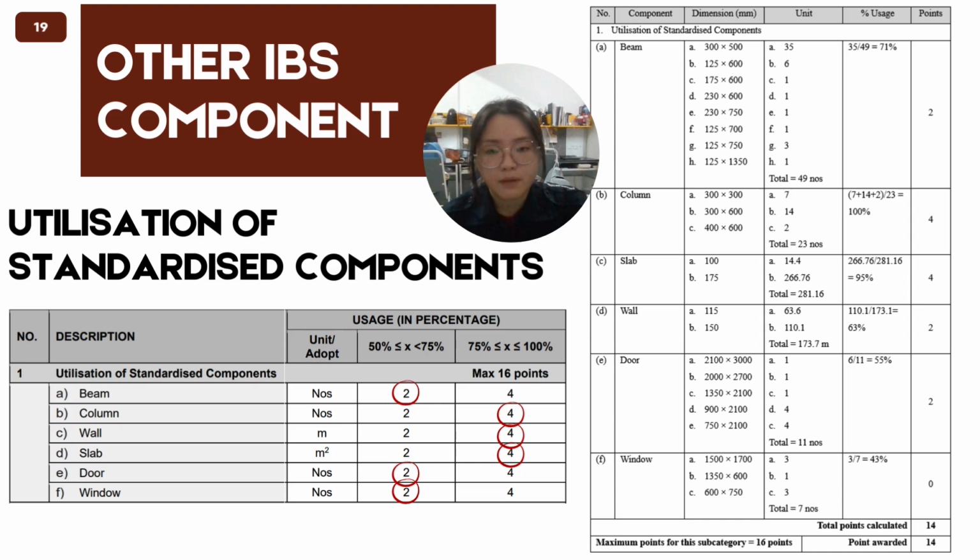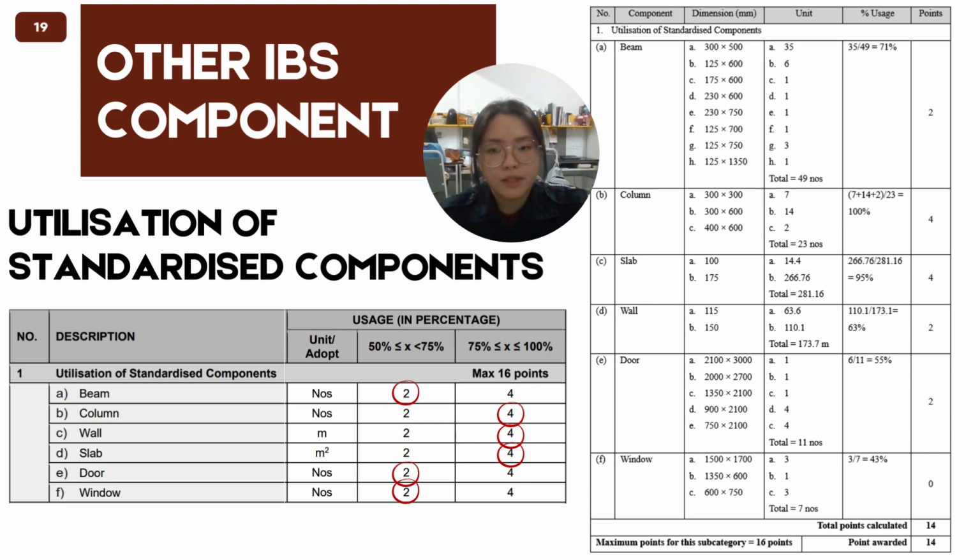For slab, only the ground floor and first floor use standardized components. Thus, 366.76 out of 381.16 is considered standardized in this project. Thus, 95% of usage. So the point obtained for slab is 4.